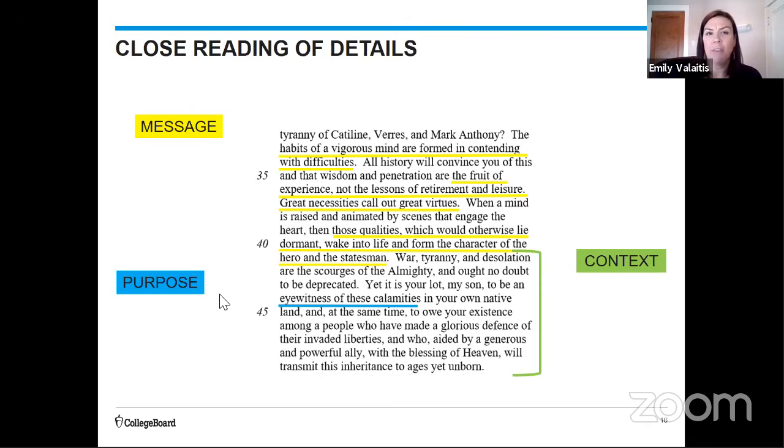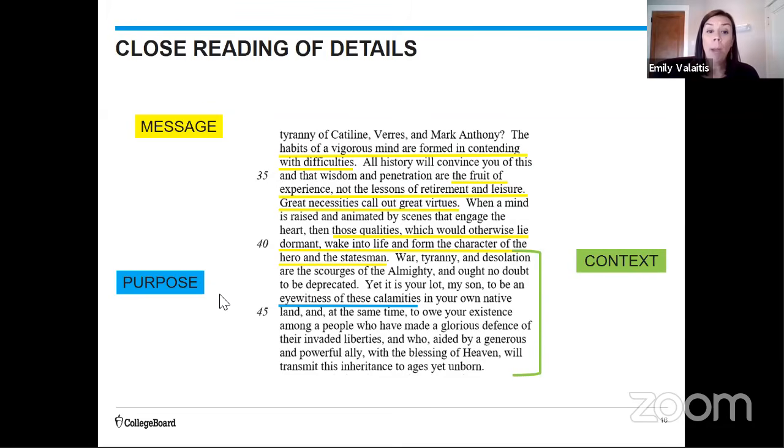The second half of this excerpted piece says, "war, tyranny, and desolation are the scourges of the Almighty, and not to be deprecated." So she's saying, basically, while you're out there, you're seeing instances of war and tyranny and destruction, and those are not great. Those are not something that should be celebrated or praised.